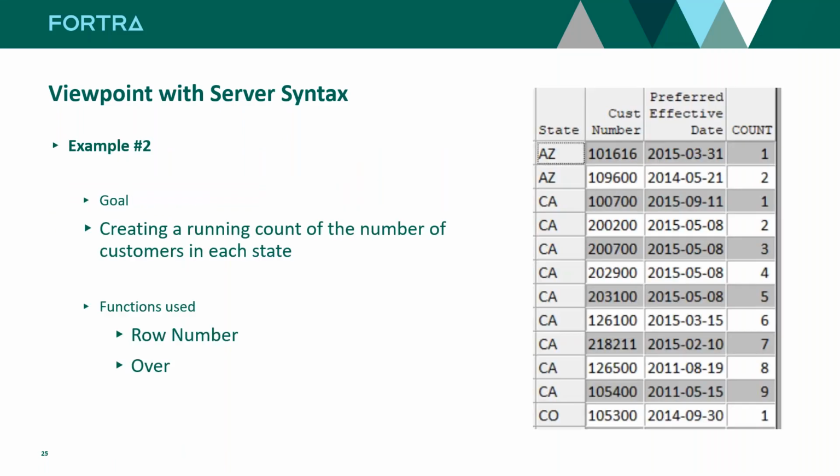The next example is to create a running count of the number of customers in each state. Now, this function is kind of fun, to be honest. It's using a couple of different functions, row number and over, to create this count. And you'll see in the example for the SQL that not only do we use row number and over, but also partition.